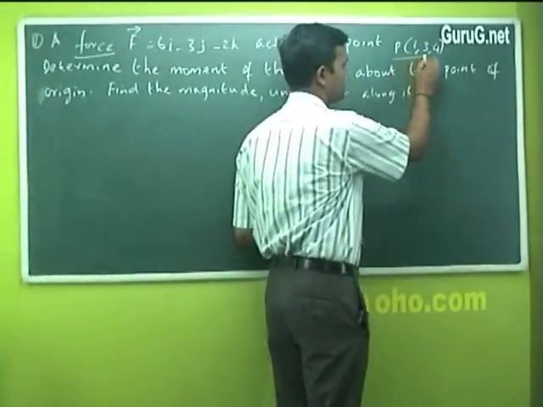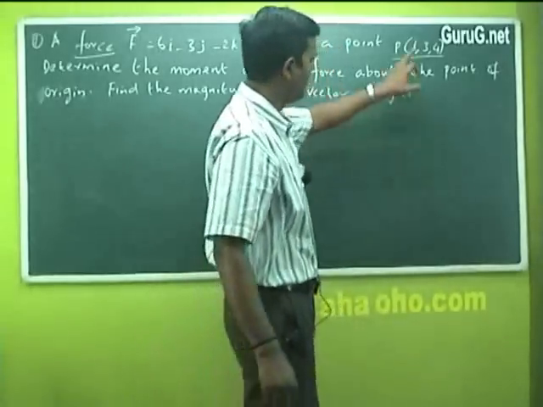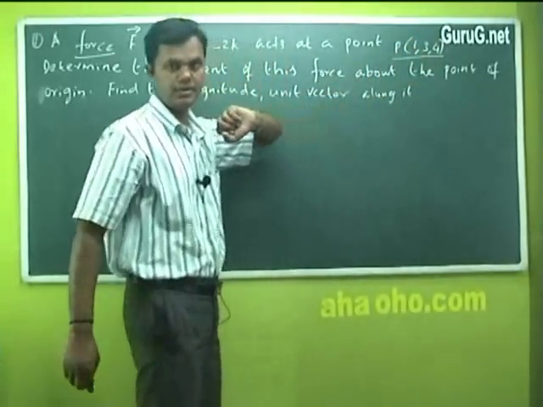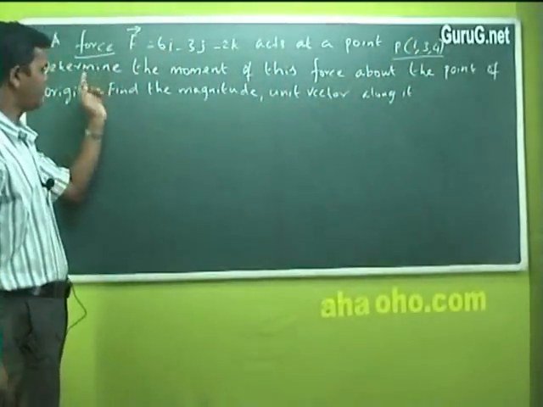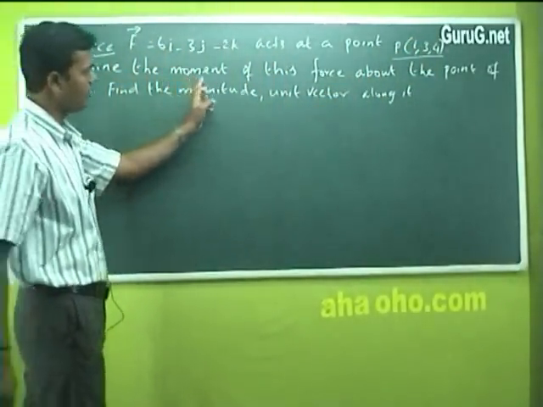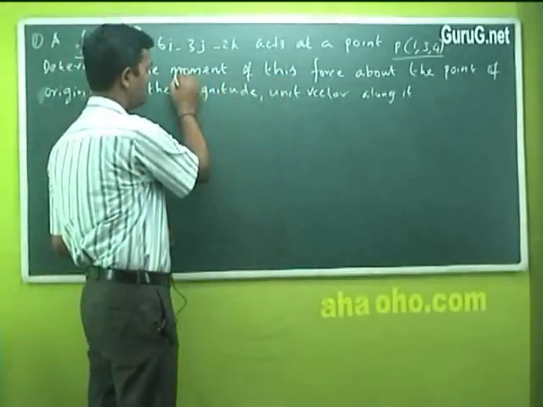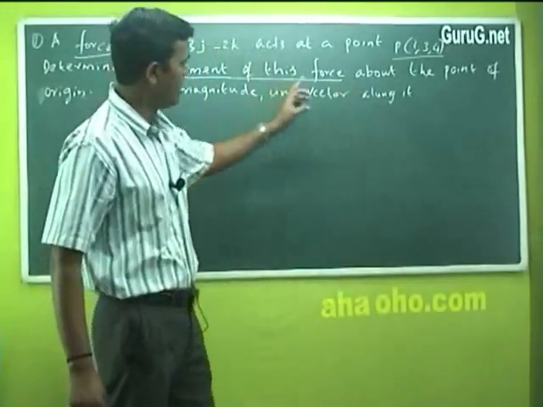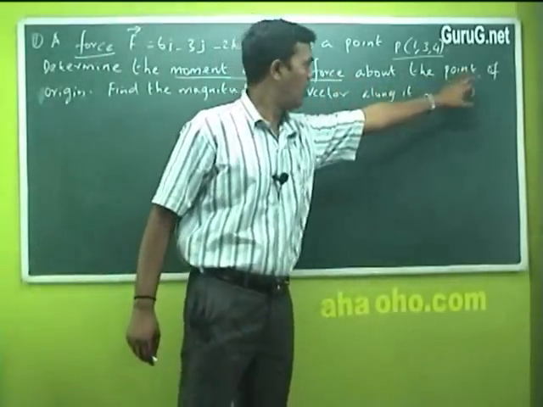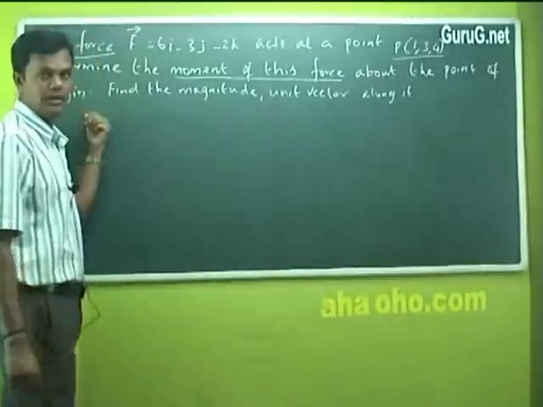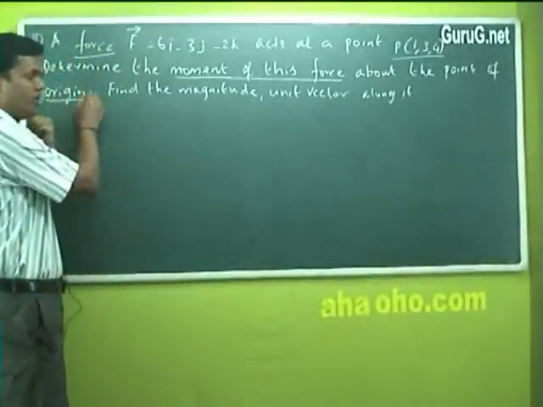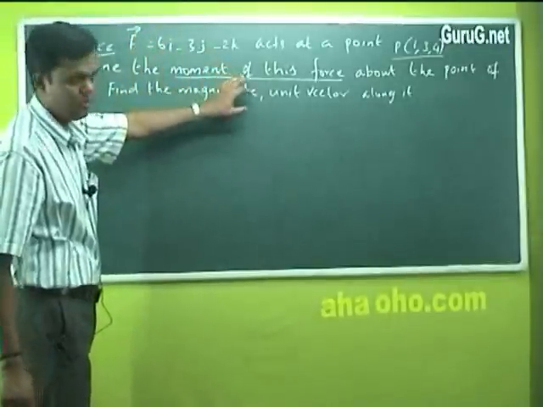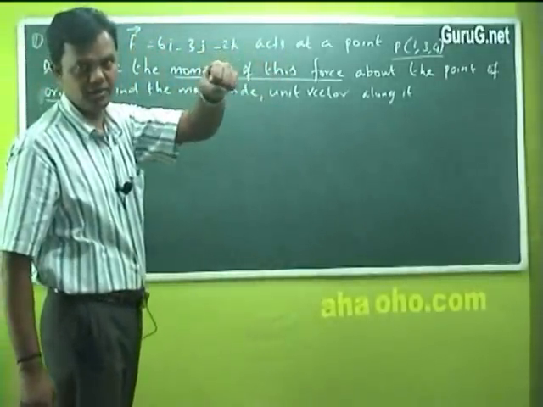This point denotes point P and its coordinates are 1, 3 and 4, that is x, y, z, three coordinates. For this you have to determine the moment of this force. A word used is moment: the moment of this force about the point of origin. You are going to determine the moment of this particular force F about the origin. This should be a fixed point to find the moment.